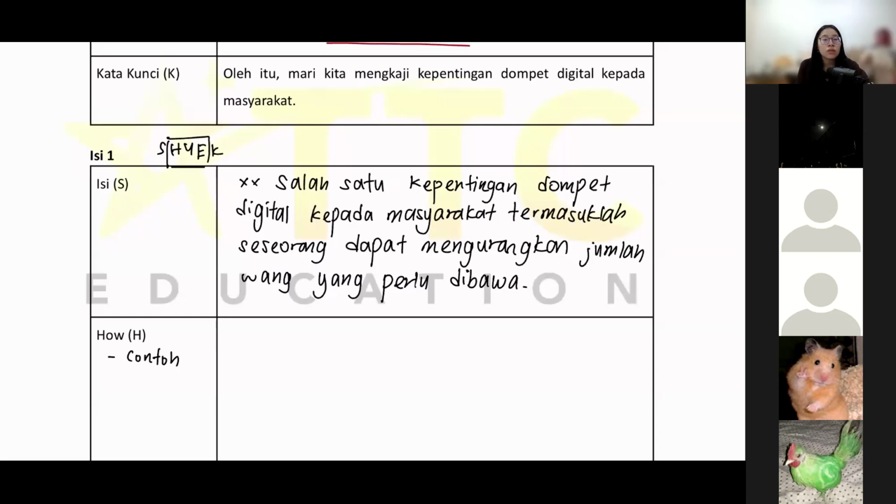Now, why is it that we can reduce the total money that we need to bring? We use the e-wallet to do what? Apakah yang kita gunakan melalui aplikasi dompet digital? What do you do? Example? Any example? Or you want to tell me the reason also? Or normally what do you use your e-wallet for?